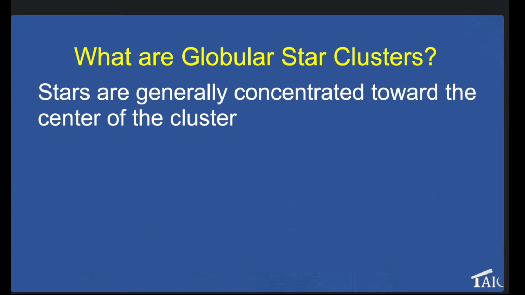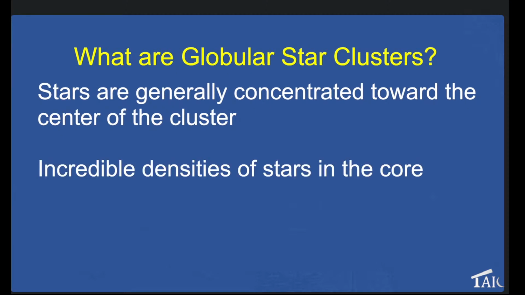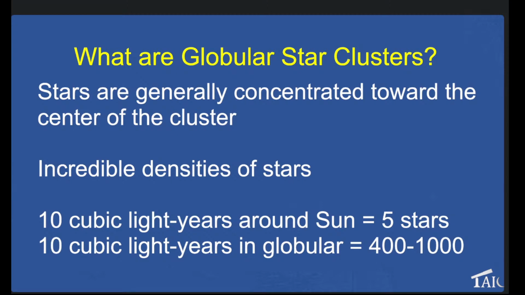A characteristic of globular star clusters is that the stars are generally concentrated towards the center of the cluster, and that you will see is the basis of the classification system that we will discuss. But it really means that there are incredible densities of stars in the cores of globular star clusters. For example, if you took a 10 cubic light year volume around the sun, it would contain but 5 stars: the sun, 3 stars in the Alpha Centauri system, and Sirius. The same volume within a globular star cluster will contain at least 400 stars, and in the centers of some of the most dense clusters, at least 1,000.